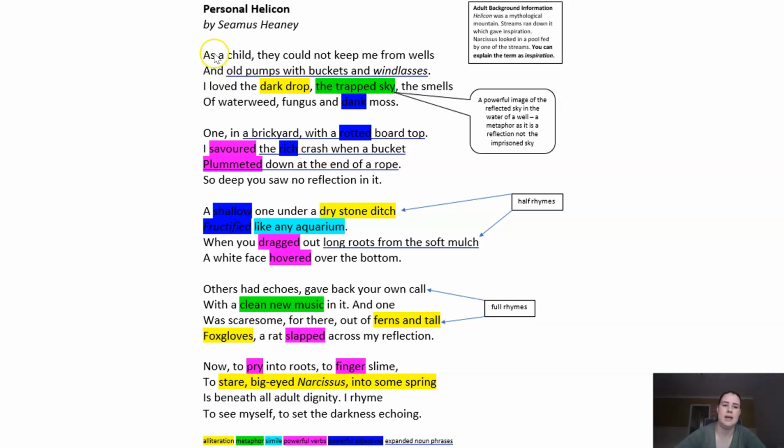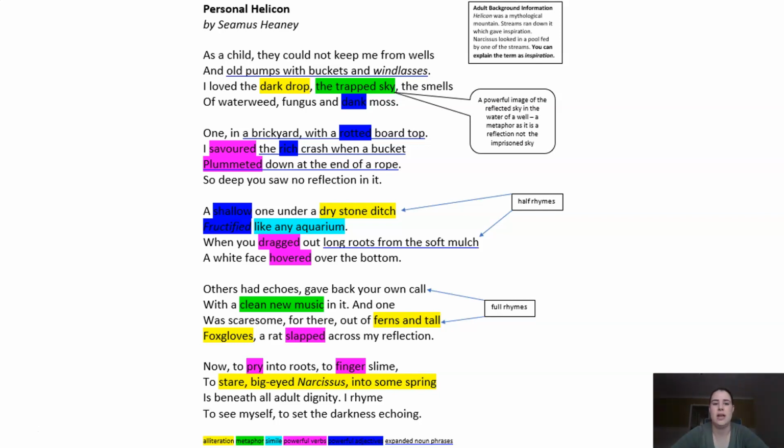So here we've got: as a child, they could not keep me from wells and old pumps with buckets and windlasses. I loved the dark drop, the trapped sky, the smell of waterweed, fungus and dank moss. Now, you've got the idea of the trapped sky. And now we know, because it's an infinite amount of space that we have, we don't know where the sky starts or where the sky ends because space is just that big.